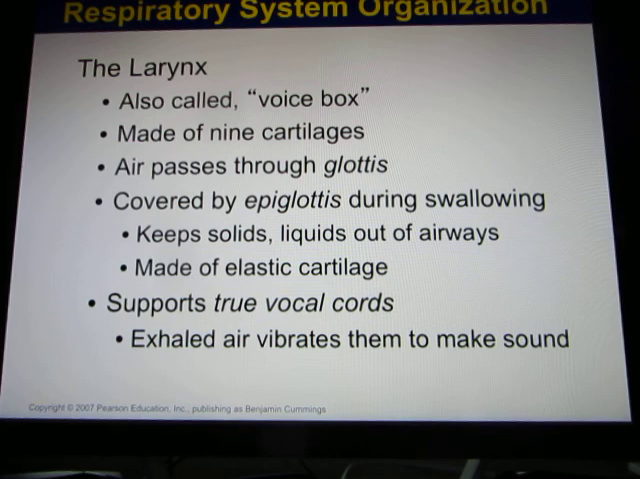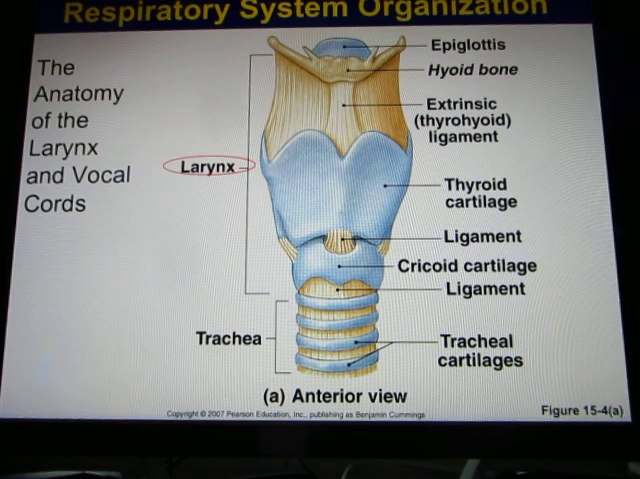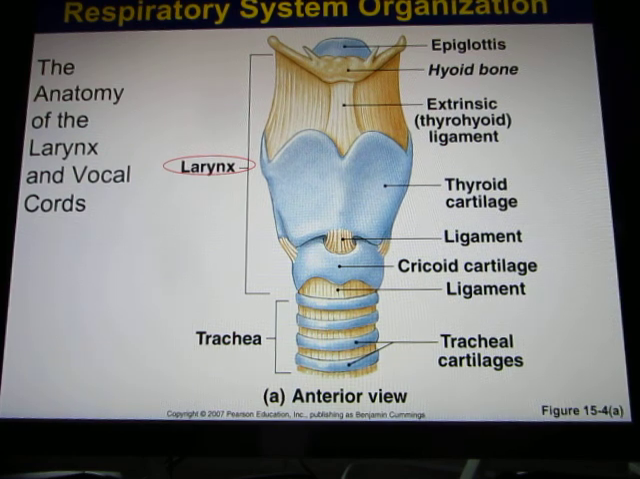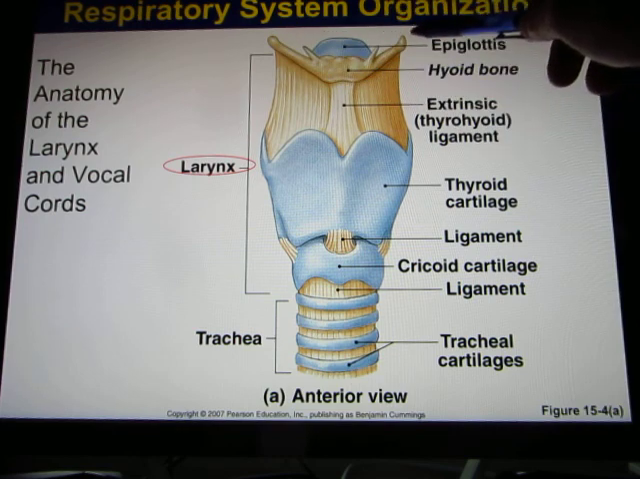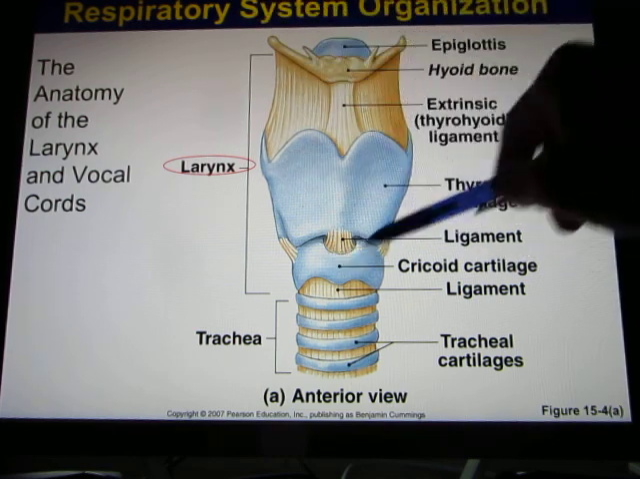The larynx, also called the voice box, is made of a lot of cartilage. And when air flows through it, it produces sound. So that's your larynx. It's mainly cartilage. The only bone you find here is the hyoid, H-Y-O-I-D, hyoid bone. And all the others are cartilage.